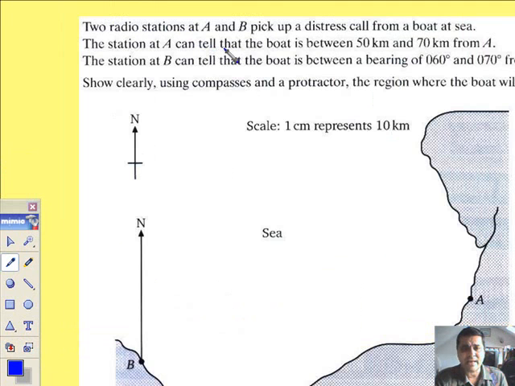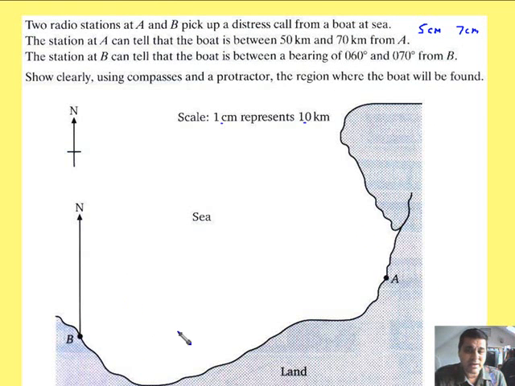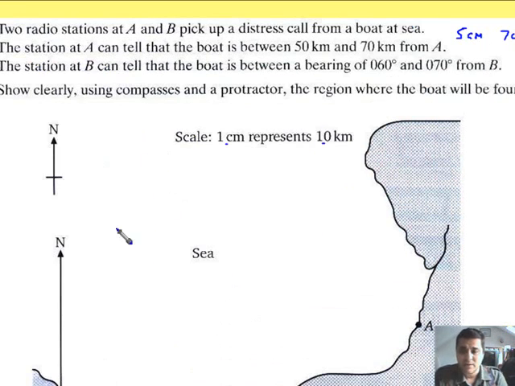It says station A can tell that the boat is between 50 kilometres and 70 kilometres from A, and my scale is 1 centimetre to 10 kilometres. So really I'm looking at 5 centimetres and 7 centimetres. Again, I'm not going to get out my ruler and take time. I'm essentially going to show a region where this radio station can pick up a signal from a ship somewhere out there. So open out your compass to a 5 centimetre radius, put the needle right there and just swing round.